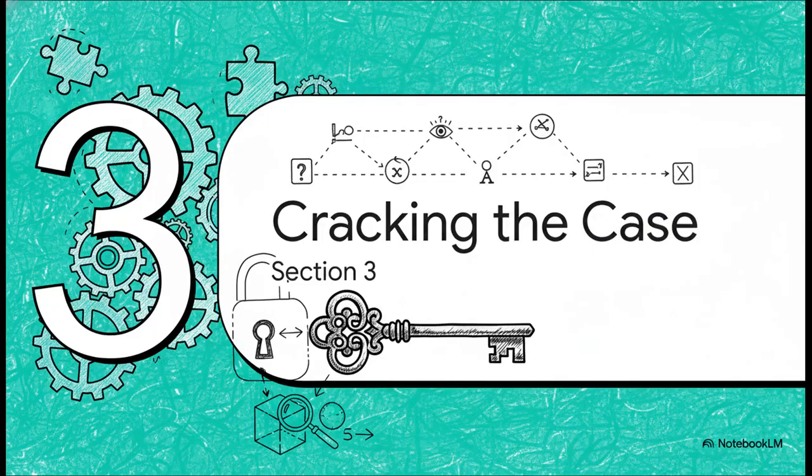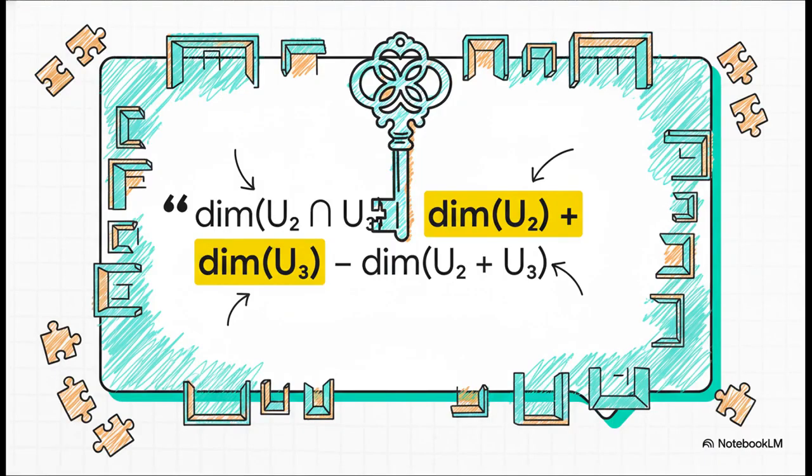Let's see how. So, we've got the clues, and we've got the baffling puzzle. The question is, how do we connect them? Well, it turns out we have a kind of master key, a fundamental rule that unlocks how all these different room sizes are related. And here it is. This is our master key. It's called the dimension theorem, and it's our secret weapon. What it does is give us a perfect, reliable formula that links the size of any 2 rooms to the size of their shared space and the size of their combined space. This is the tool that's going to let us tie everything together.